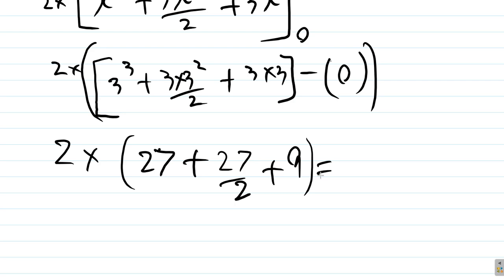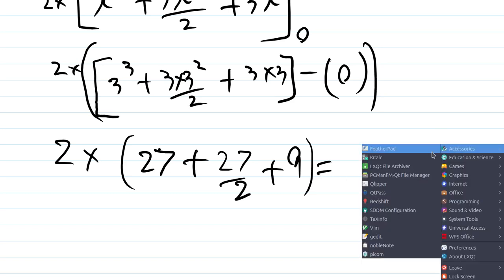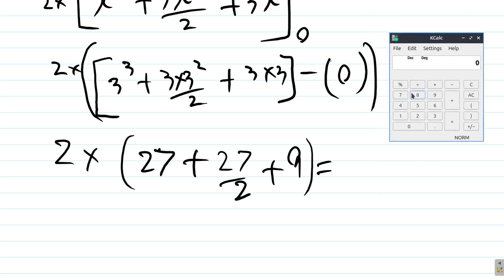Alright, so let me just use my calculator. Well, I could just use the calculator on screen here. It says 27 plus 27 over 2 equals that, plus 9 equals, and multiply that by 2 equals. Alright, and that gives us 51.5, right?